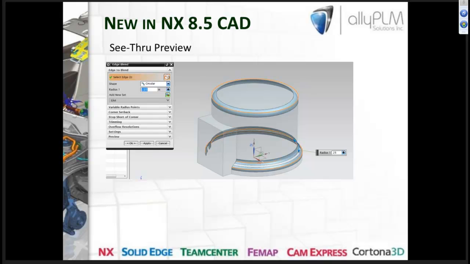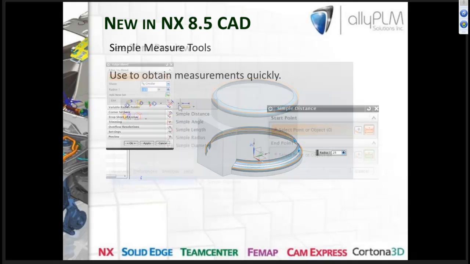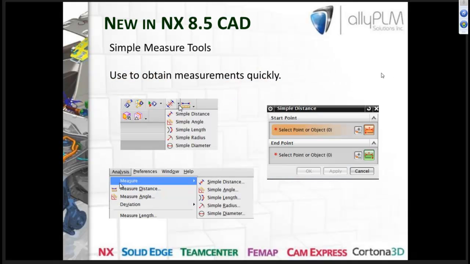So that's called see-through preview. I'll show you where the button is to turn that off if you want to. As a mentionable item, there's also a group of tools called simple measure tools rather than just measure tools.